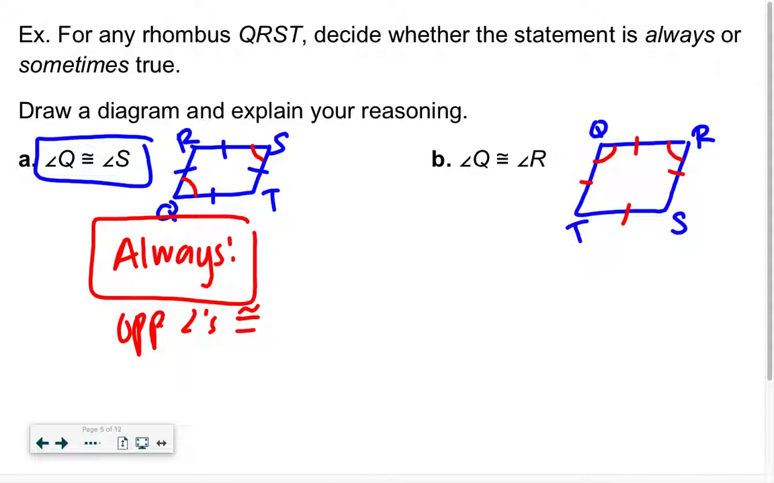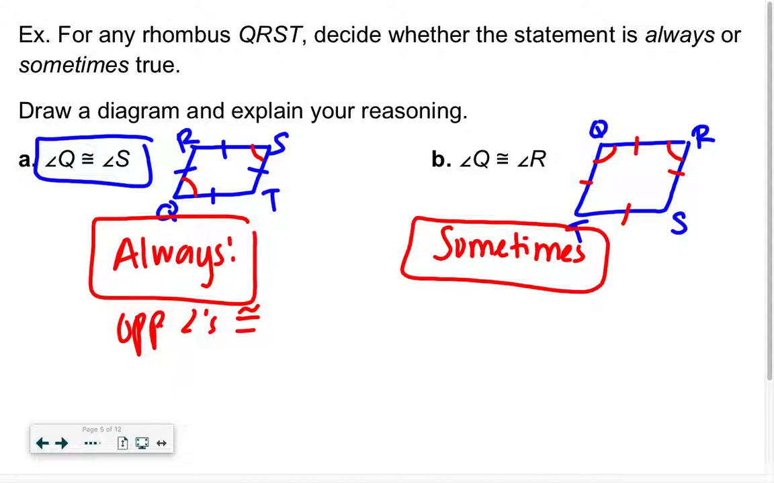When would Q be congruent to R? Well, it's not never true, but there's only one case of a rhombus where that would be true. What kind of rhombus has 4 equal angles? A square. Very good. So this is only sometimes true, and the only time it's true is if your rhombus is a square. A square is just a more specific kind of rhombus. It still falls under the rhombus umbrella. So this is only true if the rhombus is a square.